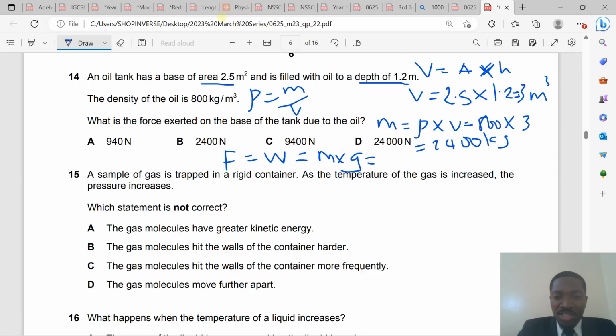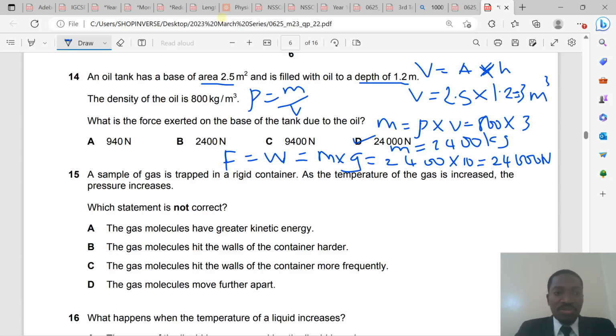You know gravitational field strength on the earth is 10, and we already have our mass as 2,400. So you multiply our mass of 2,400 by gravitational field strength, which is 10. 2,400 multiplied by 10 will give us 24,000 Newton. That makes option D the correct answer to question number 14.